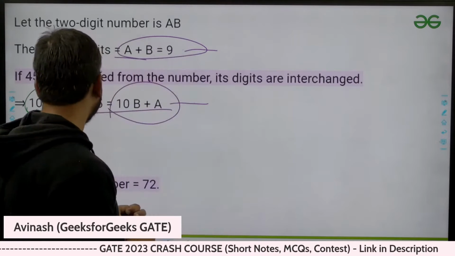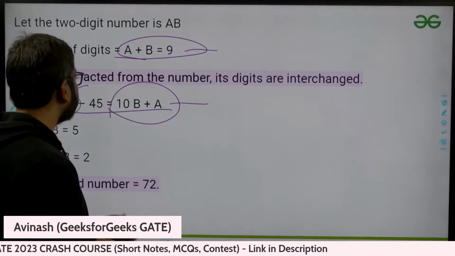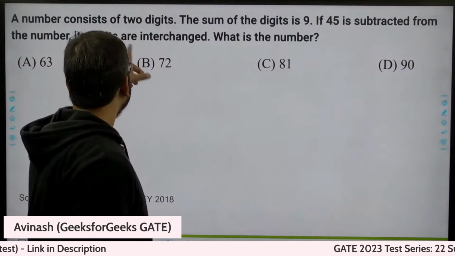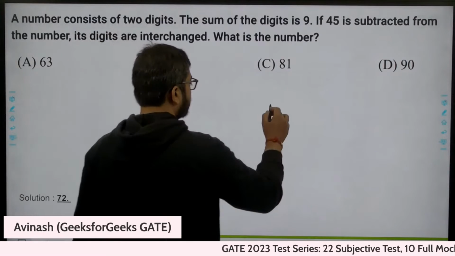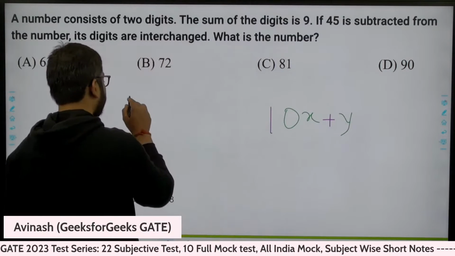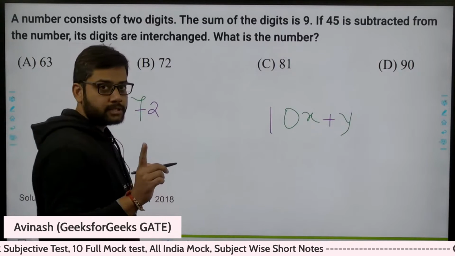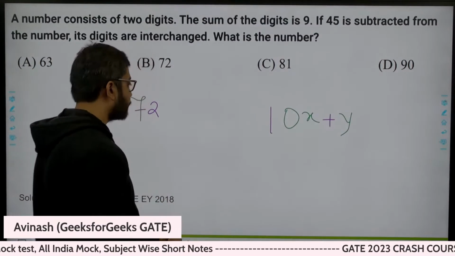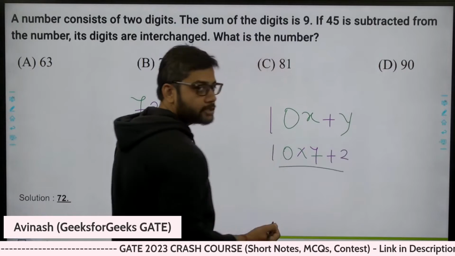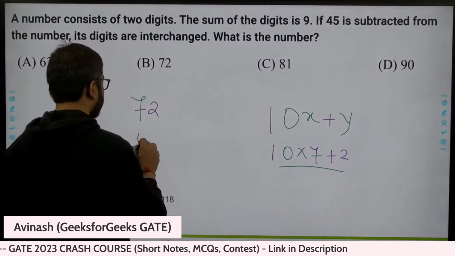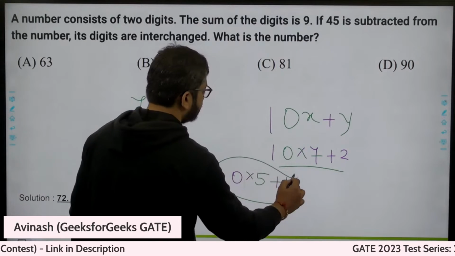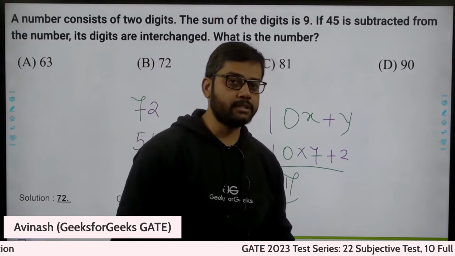How do you write 10A and 10B? Where? Okay, I'm telling you guys. The number consists of a two-digit number. A two-digit number is written as 10x plus y. Suppose we have to write 72, this is a two-digit number. Two-digit numbers start from 10 till 99. So we can write this as 10 into 7 plus 2. Suppose I'm writing 51, so the two-digit number will be 10 into 5 plus 1. So this is called the two-digit writing format.